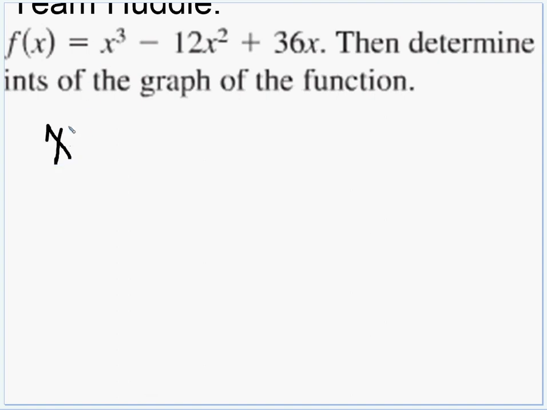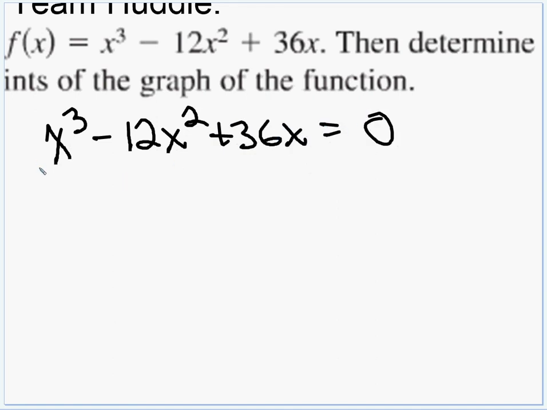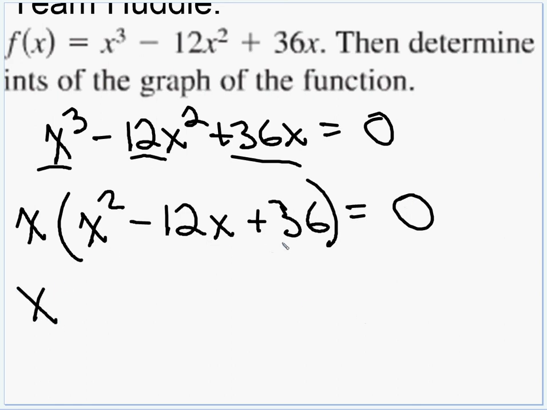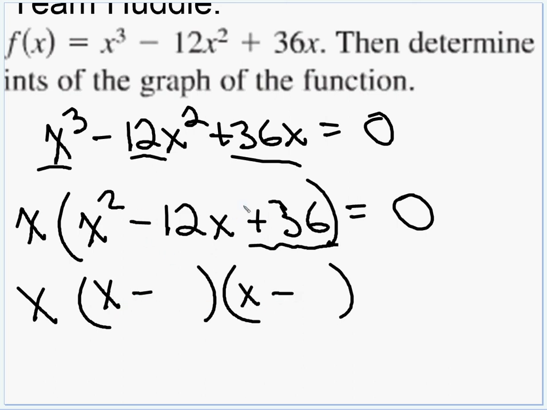Step 1. Set it equal to 0. Now let's see what we can factor out. Every term has an x, so that gets pulled out. And we've got x squared minus 12x plus 36, and that's equal to 0. Okay, x squared, we got a number at the end. It looks like we can factor. Factors of 36, and this is positive, that add up to a negative 12. So these have to be minuses. Add to a negative, multiply to a positive.